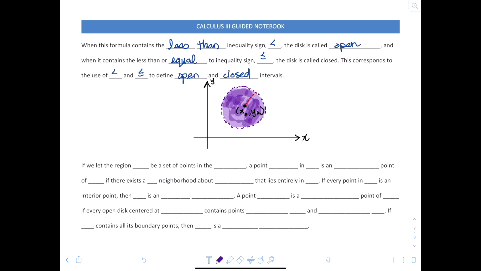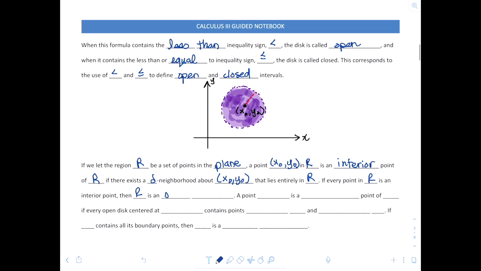Okay? So if we let the region, call it R, be a set of points in the plane, a point x0, y0 in R is an interior point of this region R if there exists some delta neighborhood about this point, x0, y0, that lies entirely within R. So if every point in R is an interior point, then R is, what do you think? Beautiful, an open region.